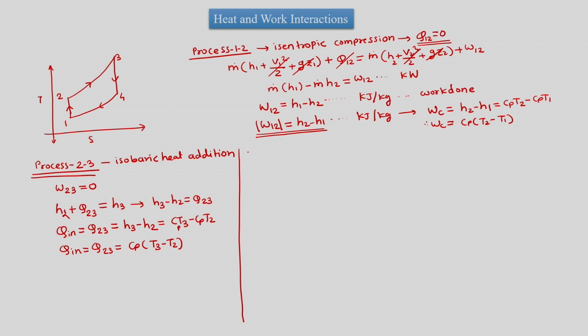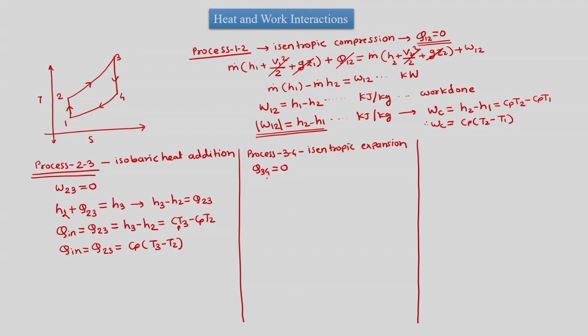Then let us work on process 3 to 4. It is isentropic expansion, and in the process 3 to 4 we again have Q34 is equal to 0. The derivation for work and heat interaction is same as what we did for process 1 to 2.